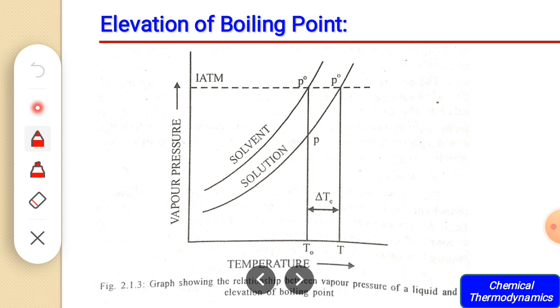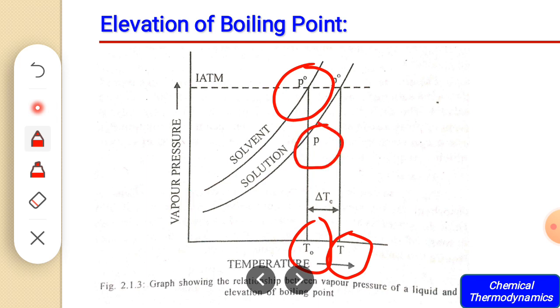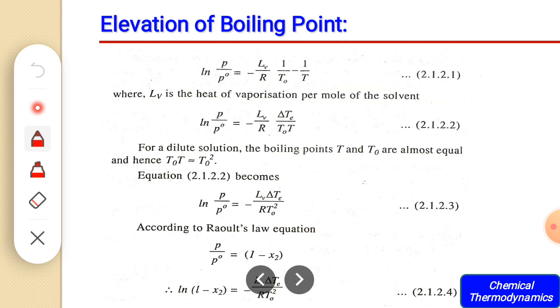Now this graph indicates the boiling temperature of the solution indicated by T, and the boiling temperature of the pure solvent indicated by T0, where P0 is the vapor pressure of the pure solvent at temperature T0, and P is the vapor pressure of the solution at temperature T0, while P0 is the vapor pressure of the solution at temperature T. So this is the graph that indicates the change in vapor pressure with temperature.